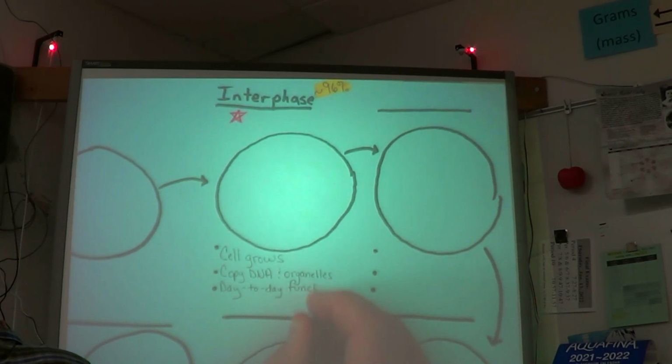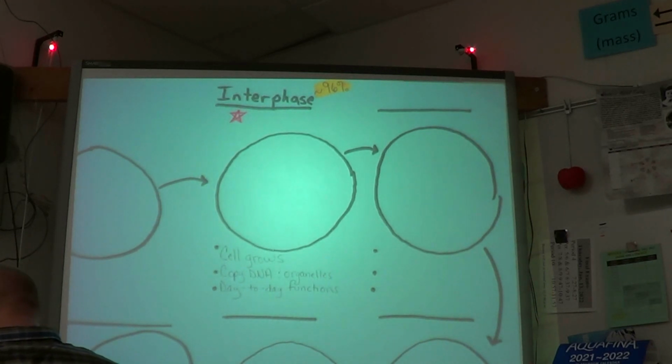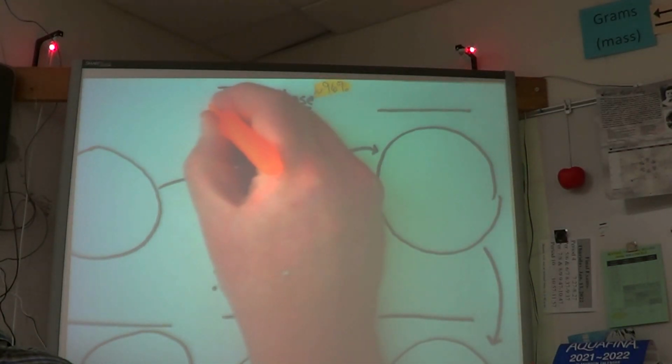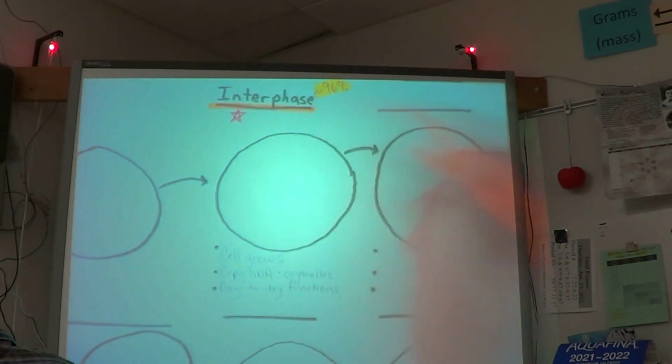A bone cell does bone cell stuff. A muscle cell does muscle cell stuff. So we can just say daily, day-to-day functions. Muscle cell stuff, nerve cell stuff, that kind of thing. That's interphase. And at some point it's going to prepare for the division process that we collectively refer to as M phase. Okay?